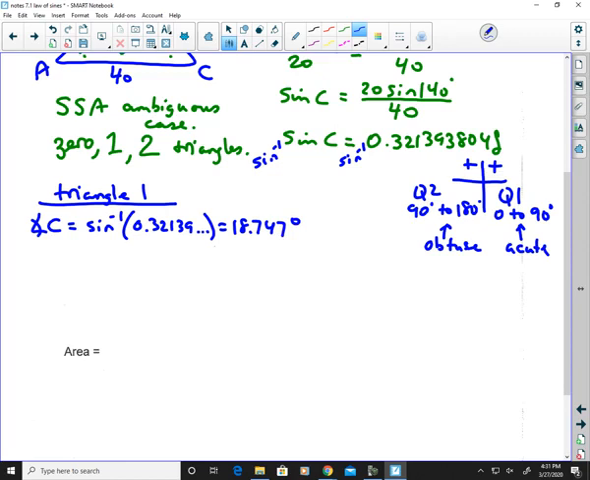Now I can get angle A. I'm going to finish the entire triangle before I think about my other triangle. I will finish my entire triangle: 180, subtract the 140 degrees, that is angle B, 18.747, and I think angle A is 21.25 degrees.